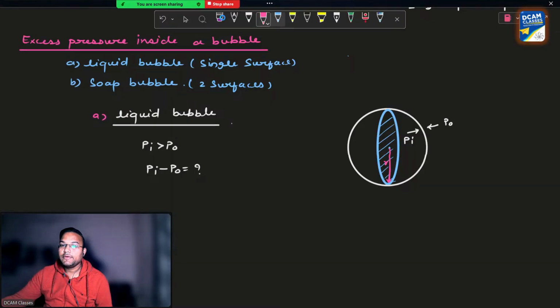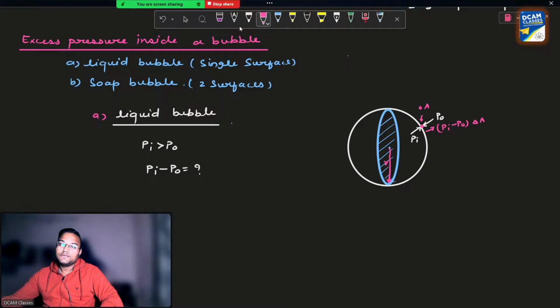If I take any random region, any random point, inside pressure is Pi, outside pressure is P naught. So the force on this particular small area present here will be Pi minus P naught into the small area, delta A, correct?